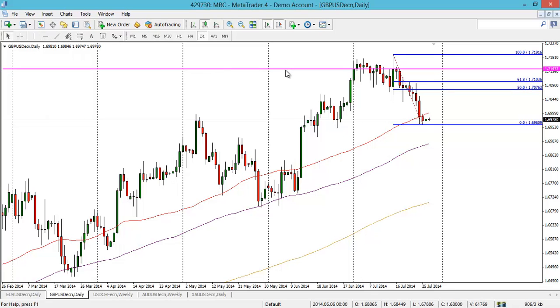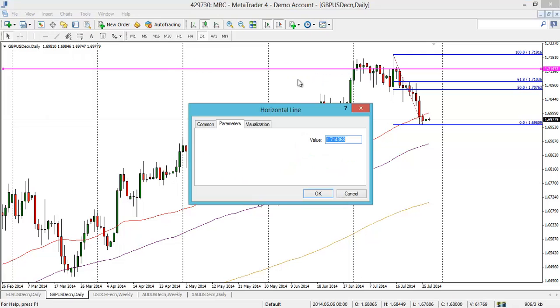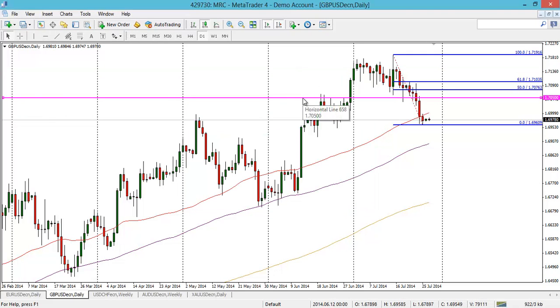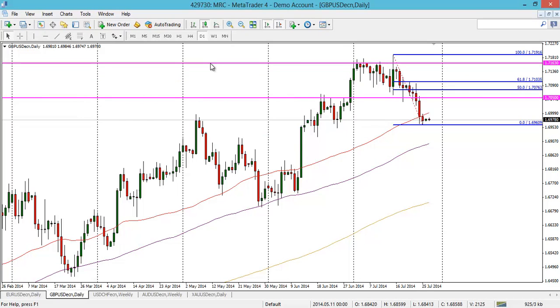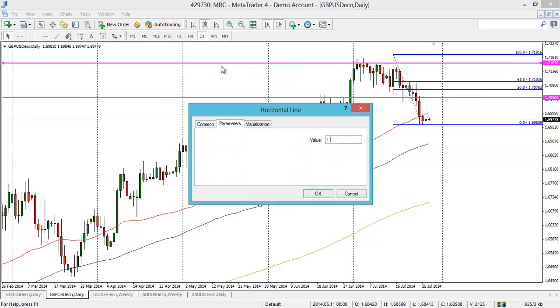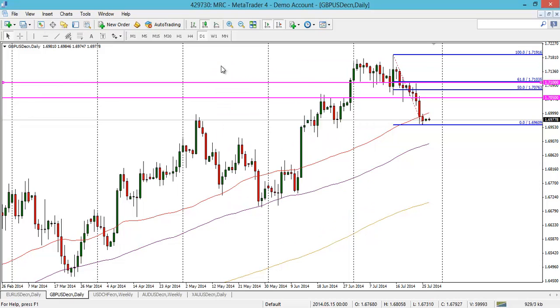So in terms of any sort of 50 pip level to see if it acts with any sort of confidence, I suppose your 170.50s. And then 171 comes in just below the 61.8 retrace, so keep an eye out on that as well. And that's pretty much it on cable.